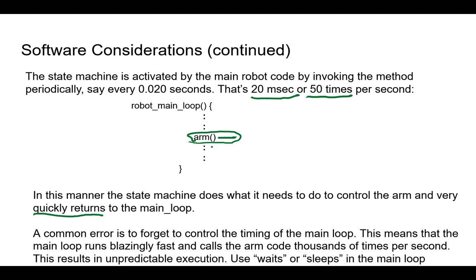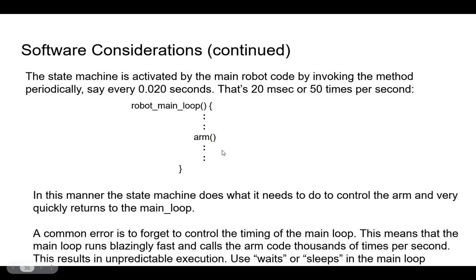So for that reason, we want to make sure that each one of these state machines is running very quickly and returns into this loop. Okay, so that's very important. Now, as pointed down here, I already said that you have to control the timing of this loop. Typically, there's a little piece of code down here that does a wait, and it does a computed wait.